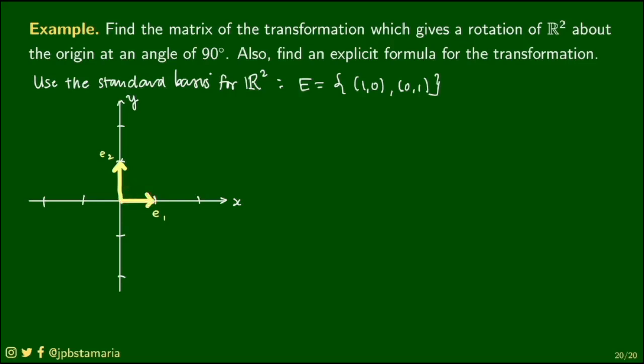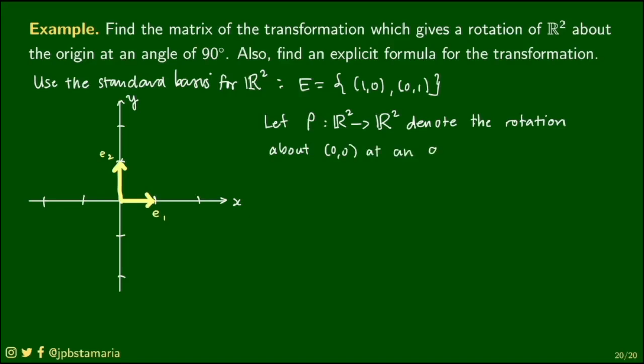So the image of E1 is going to be, so let's use notation, let's say rho, denote the rotation about (0, 0) at an angle theta, no, 90 degrees, right? Then to where would E1 go?